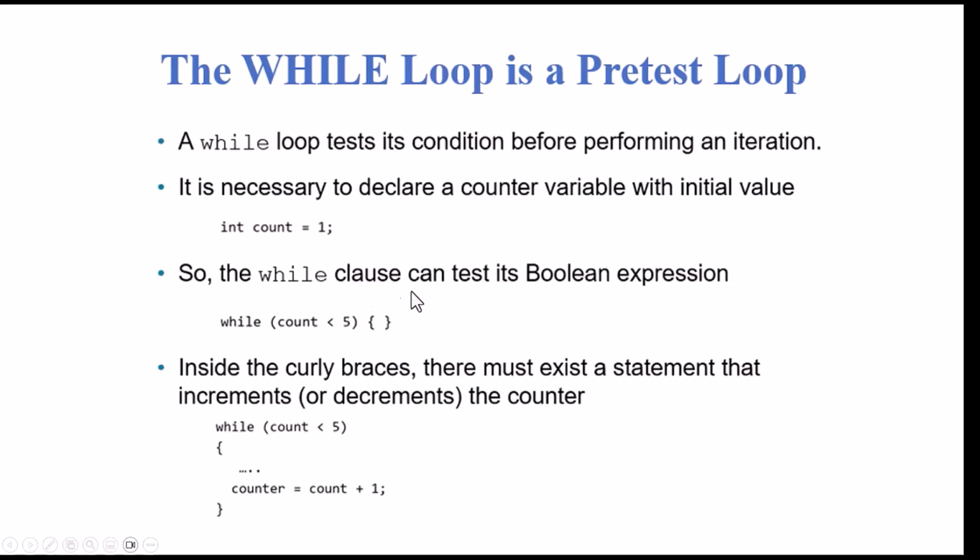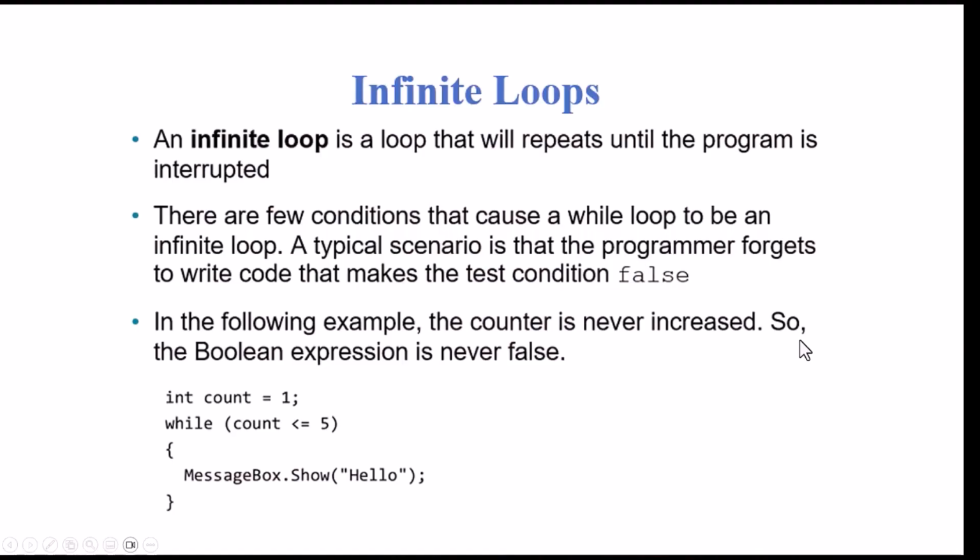So the while clause can test its Boolean expression while count is less than 5. Do this bracket here. We're not using the equal sign. It's just less than 5. Inside the curly braces, there must exist a statement that increments or decrements the counters. You want that counter piece in here. Down the road, I'm going to show you some examples where a different statement can be used instead. But for now, think of it as a counter variable that's going to be iterating our loop. Infinite loops are the things you need to worry about.